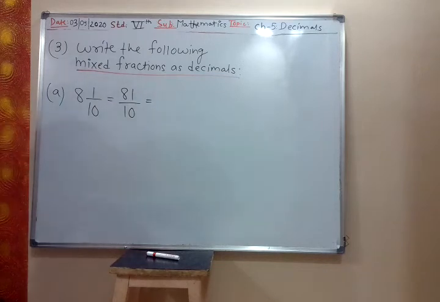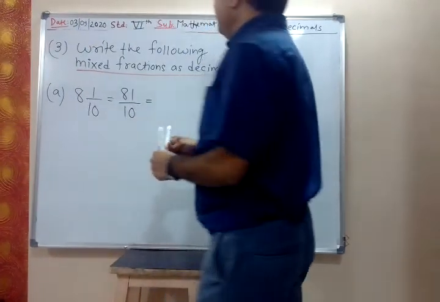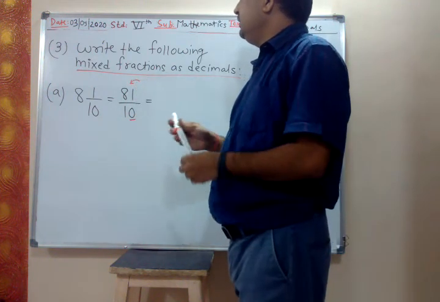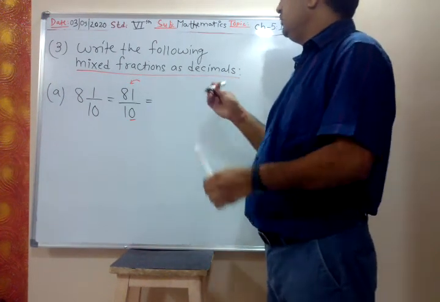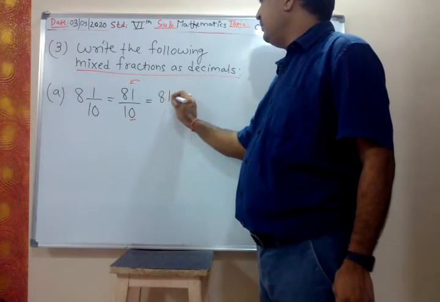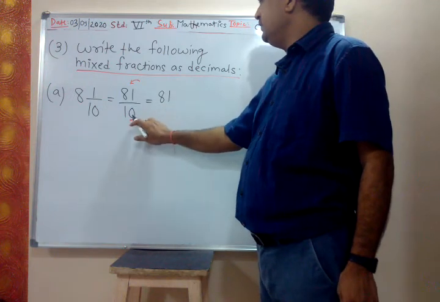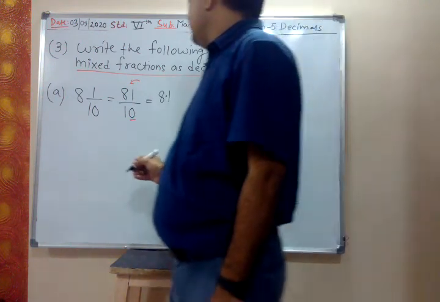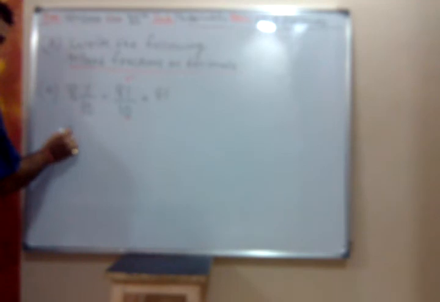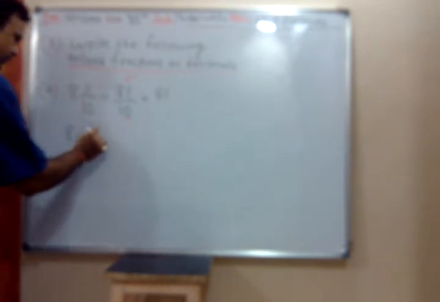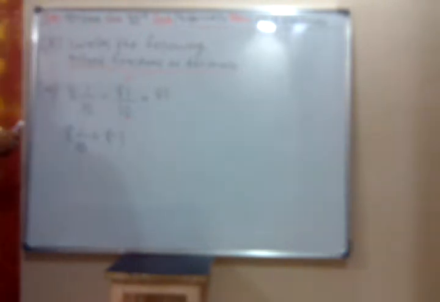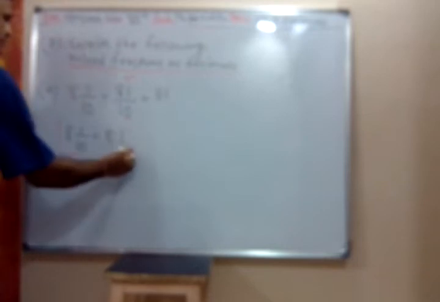Now 81 upon 10. In the denominator, how many zeros are there? 1 zero. So start from the right and put the decimal after one digit. So it is 81. Start from the right and put the decimal after one digit because there is 1 zero. So this is 1, then put the decimal: 8.1. So the answer is 8 and 1 upon 10 is 8.1. This is the answer. So we have written it in decimal form.